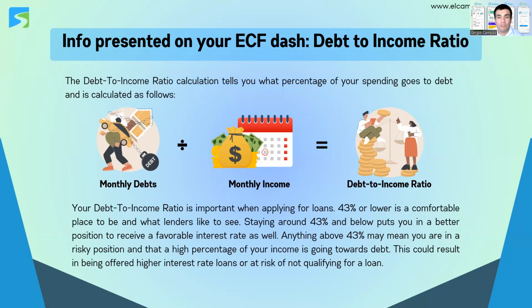Anything above 43% may mean you're in a risky position and that a high percentage of your income is going towards your debt. And this could result in being offered higher interest rate loans or at risk for not qualifying for loans at all. Which is, if you plan to take out a mortgage or finance a car, not a good place to be.